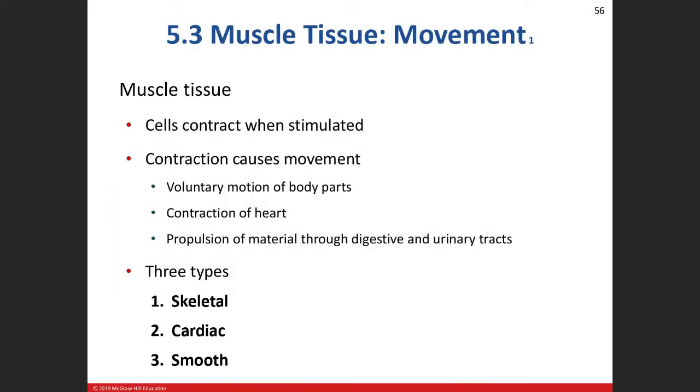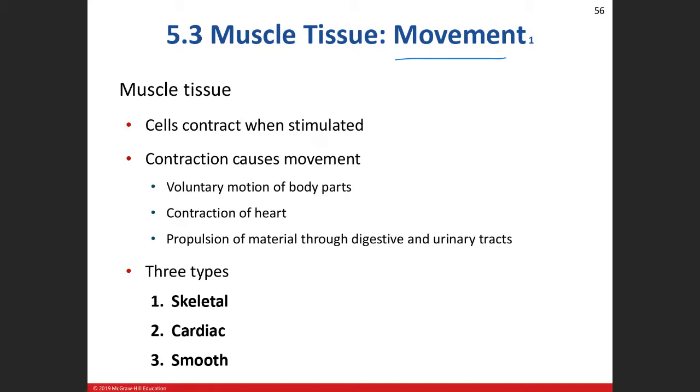All right, I'm going to start on the third type of tissue: muscle. There's three types. First of all, when you see the word muscle, your brain should automatically defer to this word right here, movement. M muscle, M movement. Always, always, always, because that's what muscles do. They move. They'll either move things or they'll cause other things to move.